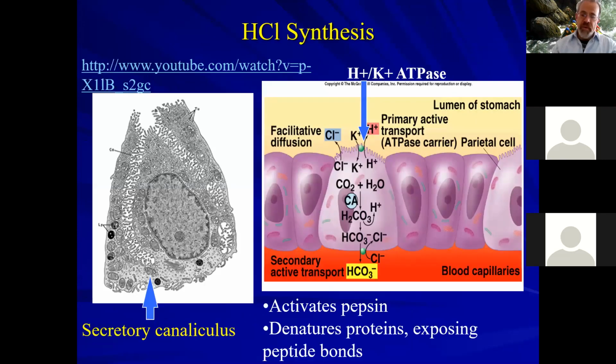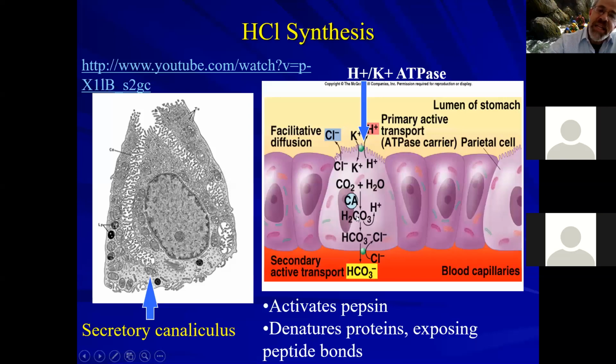All right. So what do we know about hydrochloric acid synthesis? This is the parietal cell. This is the lumen of the stomach. So this is where the gastric pit is. This is the blood. If you look at this picture, you can see that we have carbon dioxide and water. Of course, all cells, due to metabolism, generate carbon dioxide and water. Well, in this case, carbon dioxide and water in the presence of carbonic anhydrase, which is CA, is converted into carbonic acid.